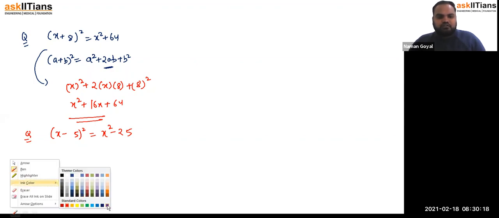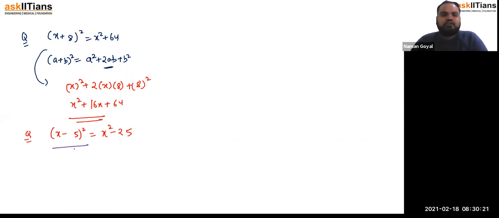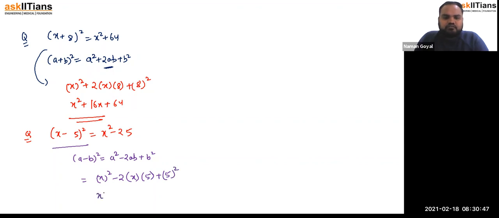See, if you see, this can be opened by the concept of a minus b whole square, right? So a minus b whole square is a square minus 2ab plus b square. Okay, so if you see, this quantity is x square minus 2, a is x, b is 5, plus 5 square. So x square minus 2 5s are 10x and plus 25.